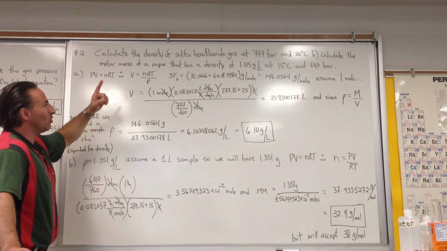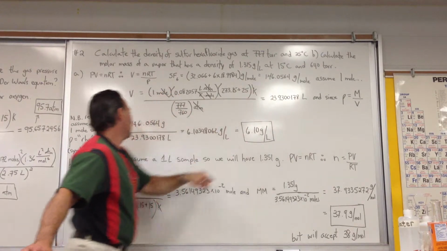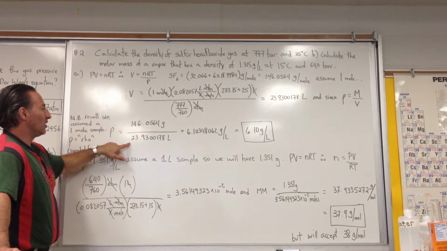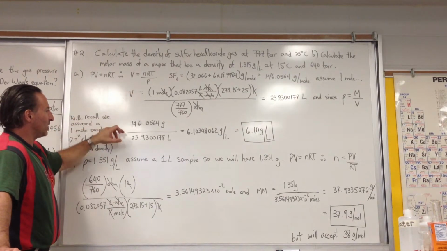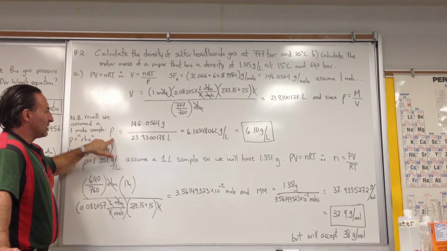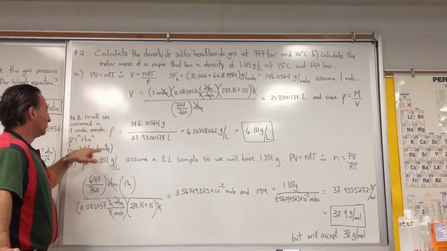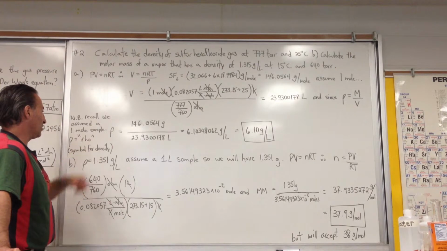Well, we assumed 1 mole, and that's the molar mass of the gas. We also found out that the gas occupies that many liters of volume under these conditions, so we now have what we need to plug into our density equation. This is the symbol for density, by the way, rho. It's the Greek letter rho, that's how you spell it, R-H-O.